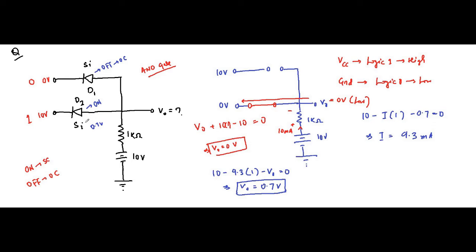So it means here diode D2 will be off. Okay, diode D2 will be off and this one will be on. Here diode D2 will be off because both of them are connected to the same, and this one will be on. On means it will be short circuited, off means it will be open circuited.